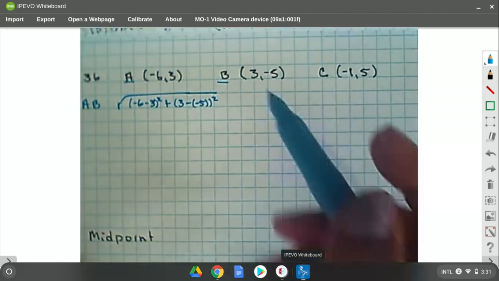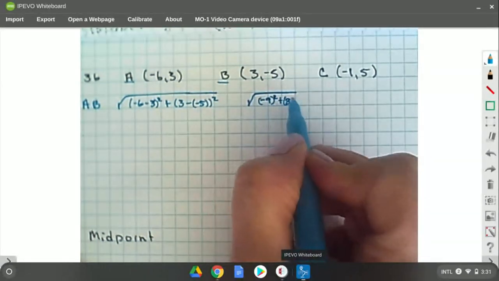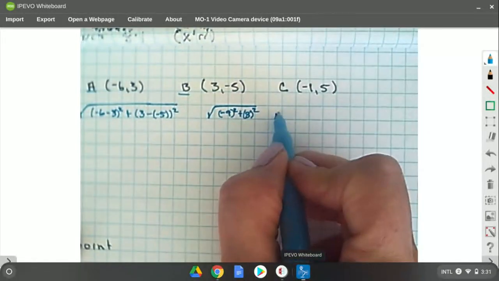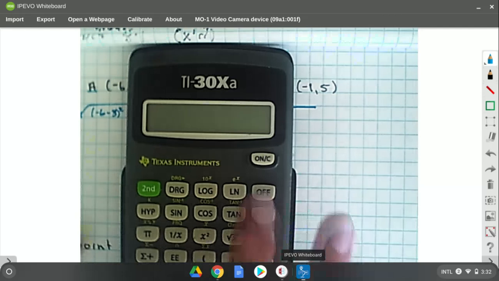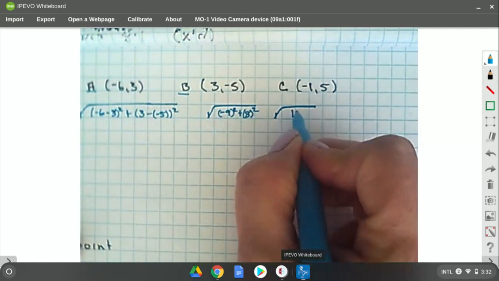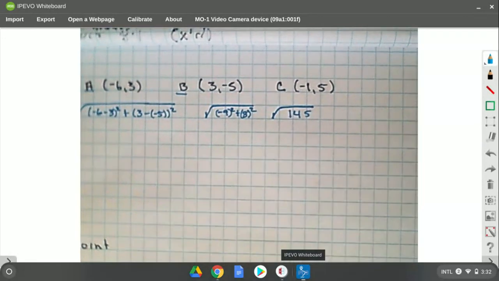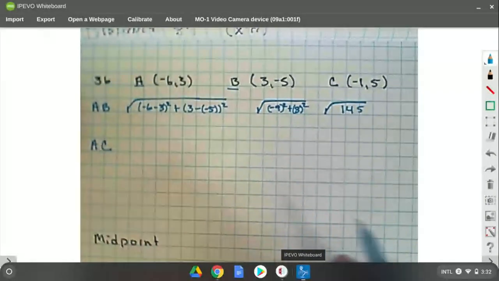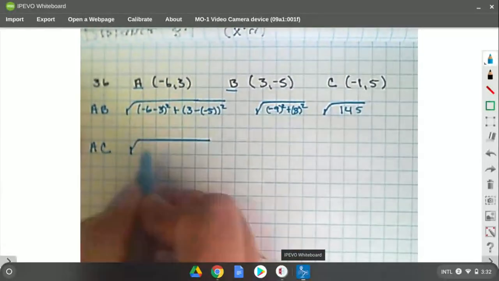Negative 9 and 8. So I have the square root of negative 9 squared plus 8 squared. All right, 81 plus 64. What is, I'm going to cheat. 81 plus 64, 145. So I have the square root of 145. And I'm going to leave it there because remember, that's going to get canceled out when I plug it into the Pythagorean theorem. All right, AC. So I have negative 6 minus negative 1.